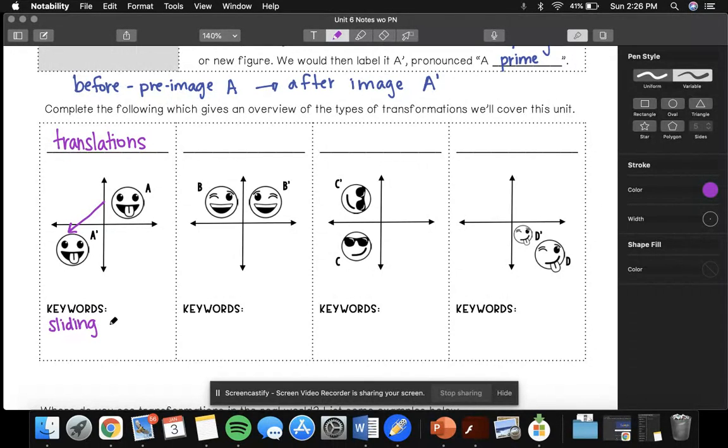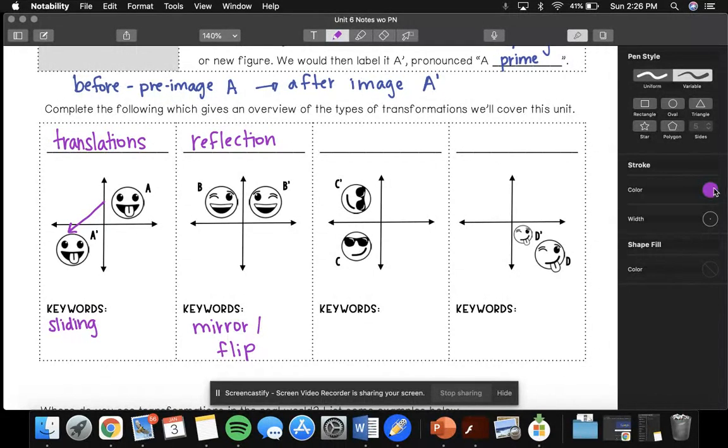Okay, then we have another transformation. This one looks a little bit different because it's a winky face, and here's the B, the pre-image, and we transform it to become B prime. And if I look at the little winky face, the wink is on the left side, and then if I look at the after picture, the winky face is on the right side. So it kind of looks like it just flips over. So this is called a reflection. Okay. And the keyword I kind of use is like a mirror or a flip.